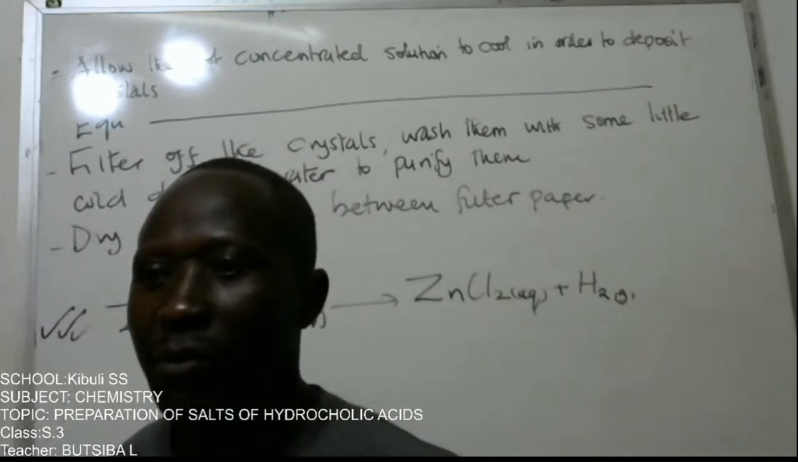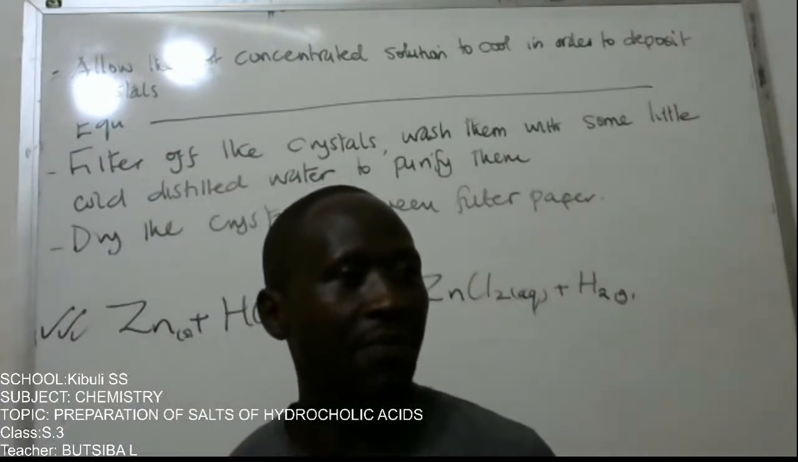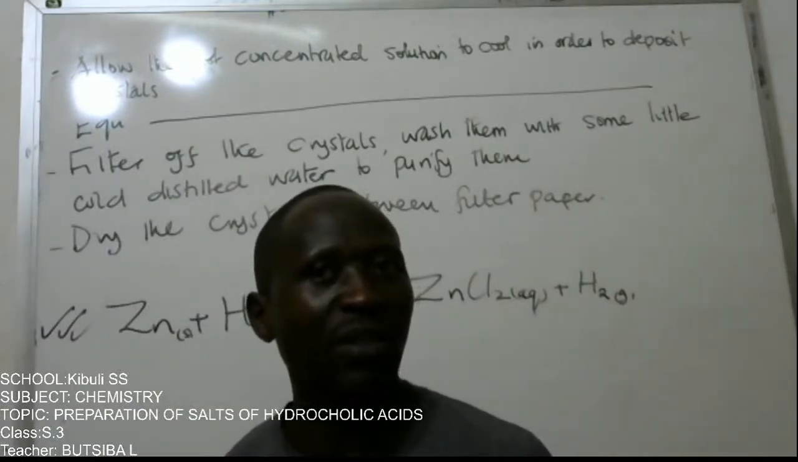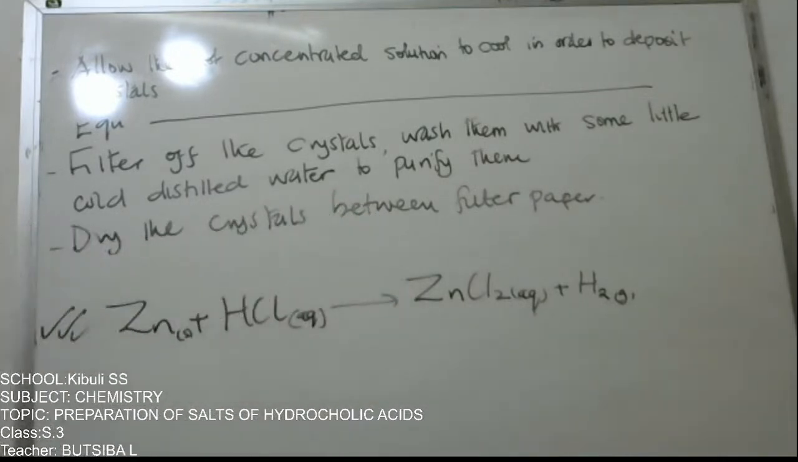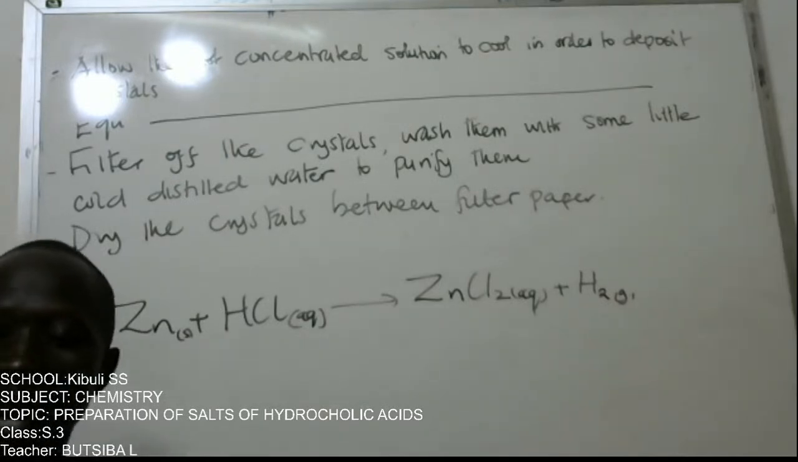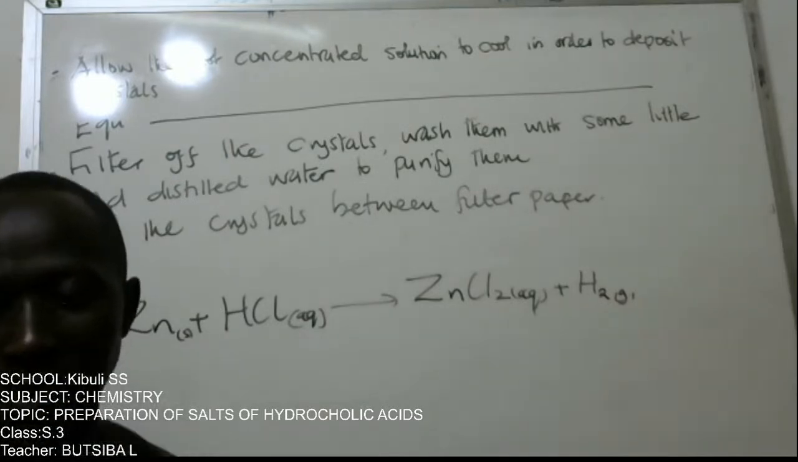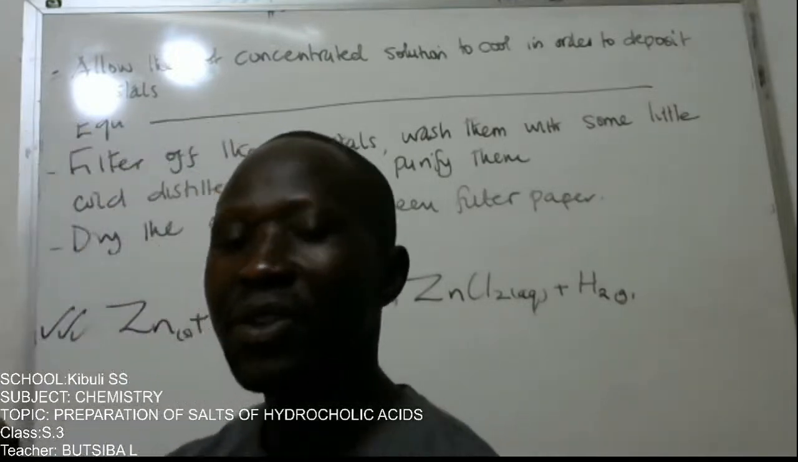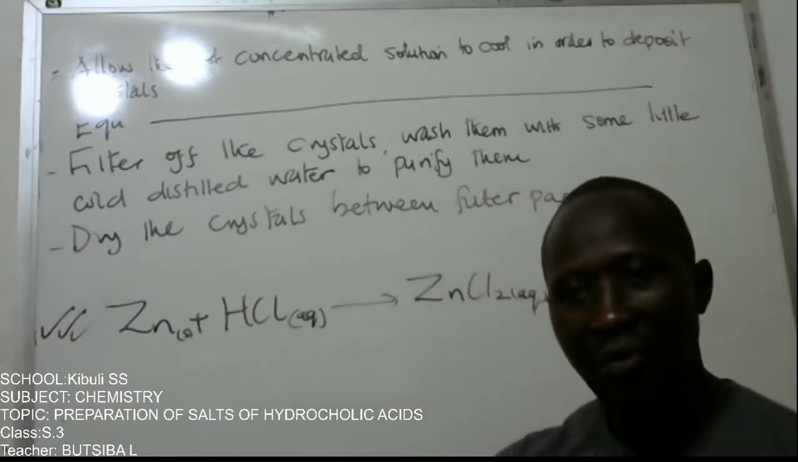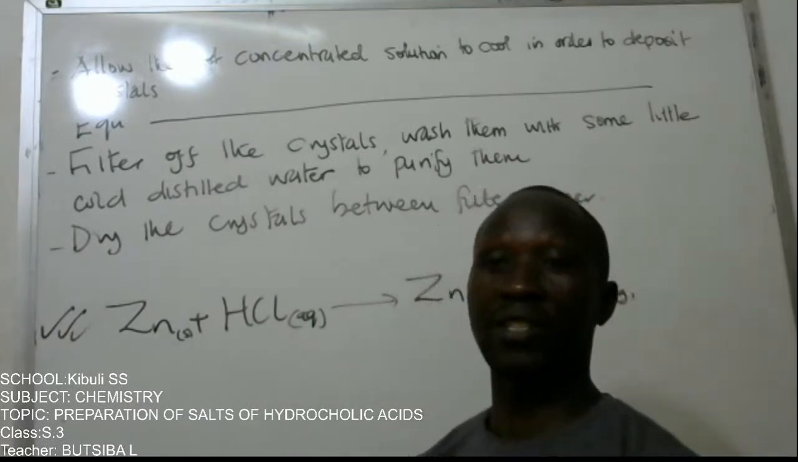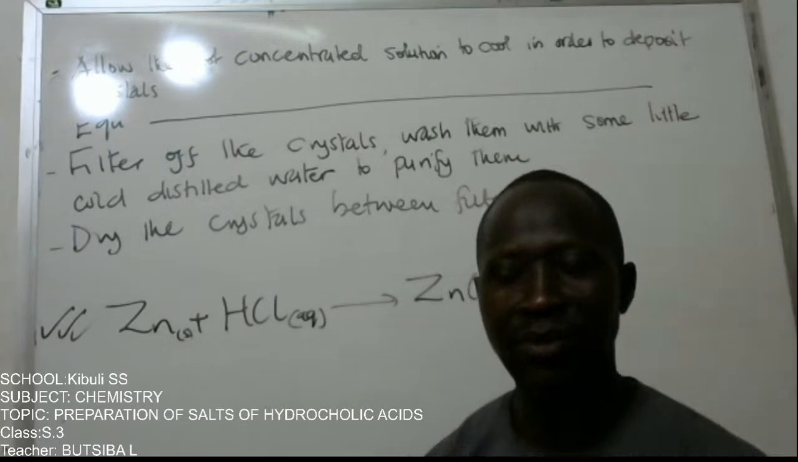Supposing I'm preparing from zinc carbonate. What is my answer? To warm, dilute hydrochloric acid, add zinc carbonate little at a time while stirring until no more solid dissolves. Filter off the excess zinc carbonate. The remaining steps will continue.